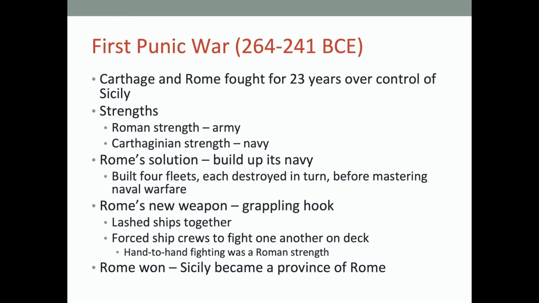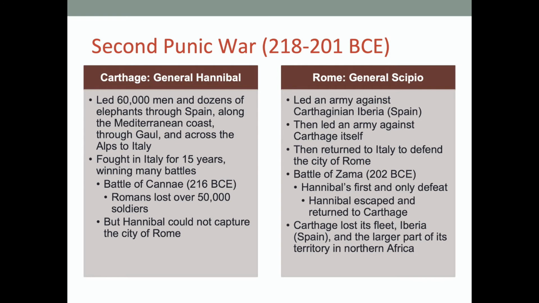They mastered it by coming up with this new idea for a weapon called the grappling hook. Okay, and so with the grappling hook, Rome was able to attach ships together. Right, they would come up alongside someone's ship, throw over the grappling hook, reel them in, and force the ship crews to fight one-to-one on deck as if they were a land army. Okay, and so this was pretty brilliant because it made use of the Romans' hand-to-hand fighting strength. Right. So with this grappling hook and with its built-up navy, Rome eventually won, and Sicily becomes a province of Rome. Fast forwarding to the Second Punic War.